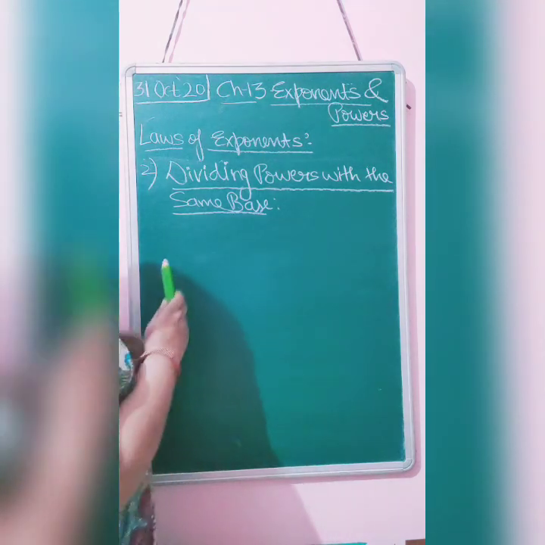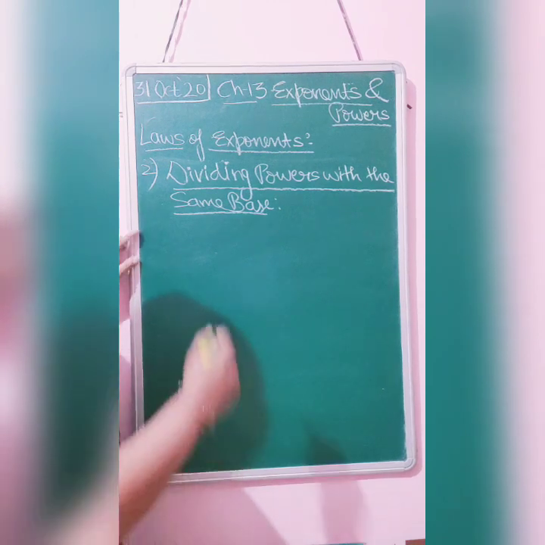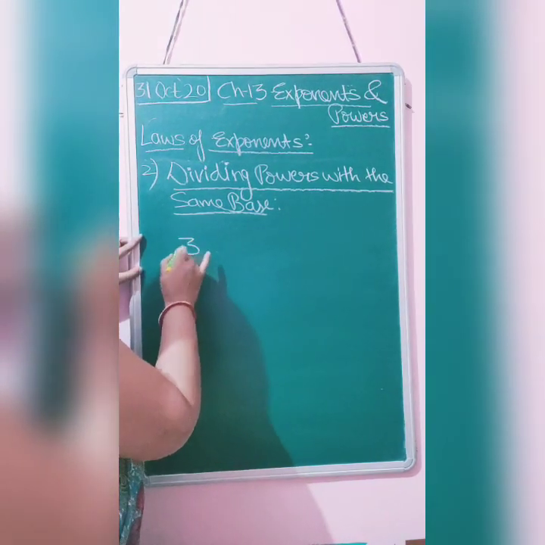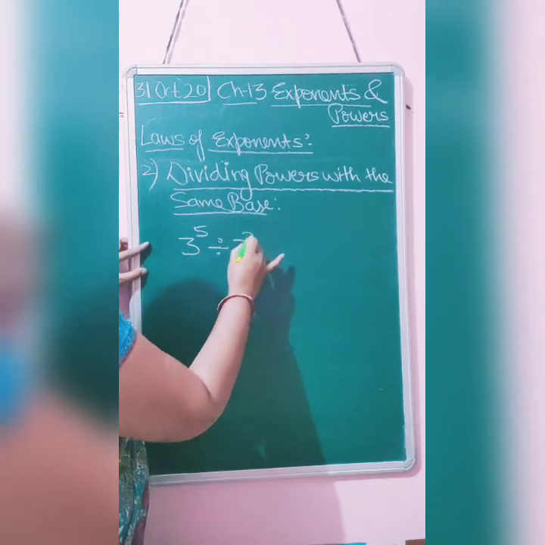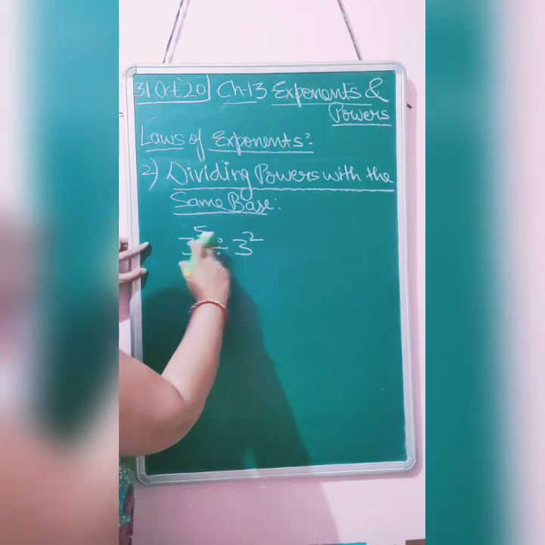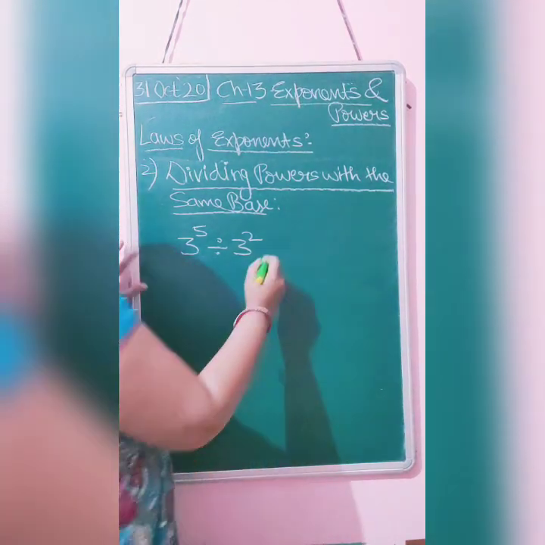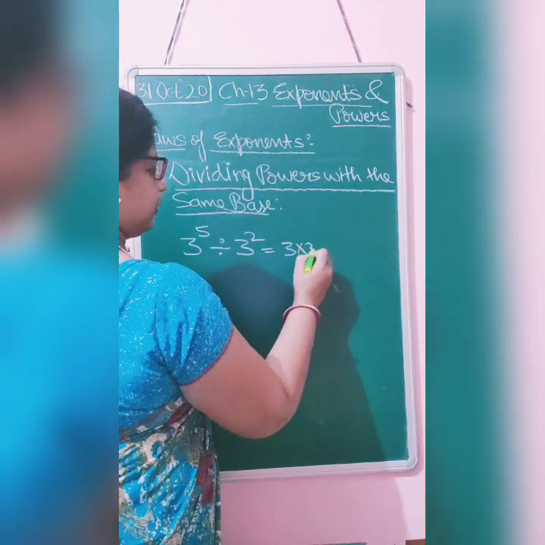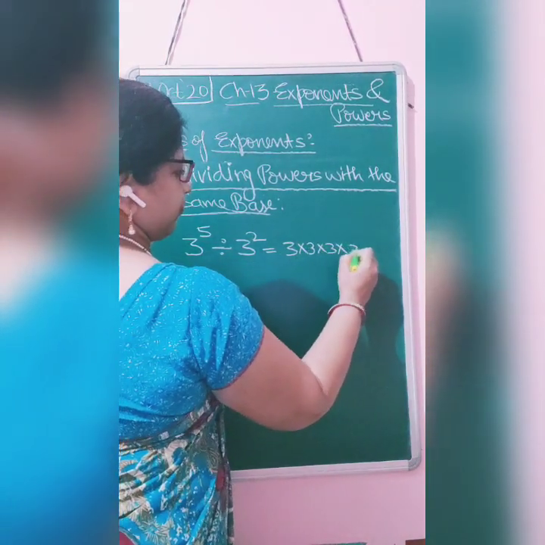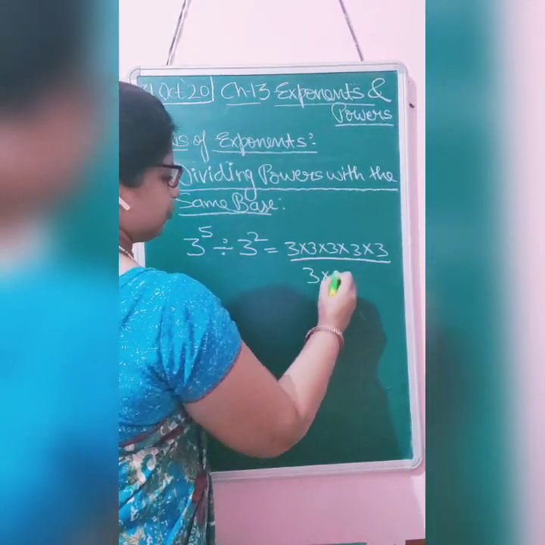Students, now moving to the second law, dividing powers with the same base. Suppose our bases are the same, 3 ki power 5 divided by 3 ki power 2. Their bases are the same but the powers are different. Now we are dividing. So what is the rule? 3 divided 3 five times: 1 2 3 4 5. Now we are dividing with 3 two times.